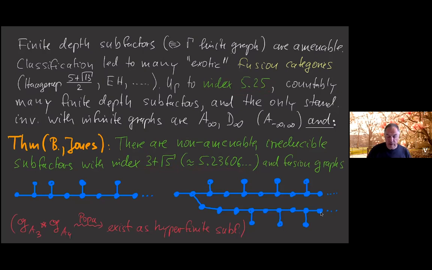the theorem that Vaughan and I proved was that there are non-amenable irreducible subfactors with index 3 plus square root of 5 and infinite fusion graphs, and the fusion graphs are these particular guys. Okay, so this one and this guy. So these are tree-like graphs, and those of you who know what I'm talking about, these are actually special cases of the so-called Fuss-Catalan subfactors that Vaughan and I discovered.